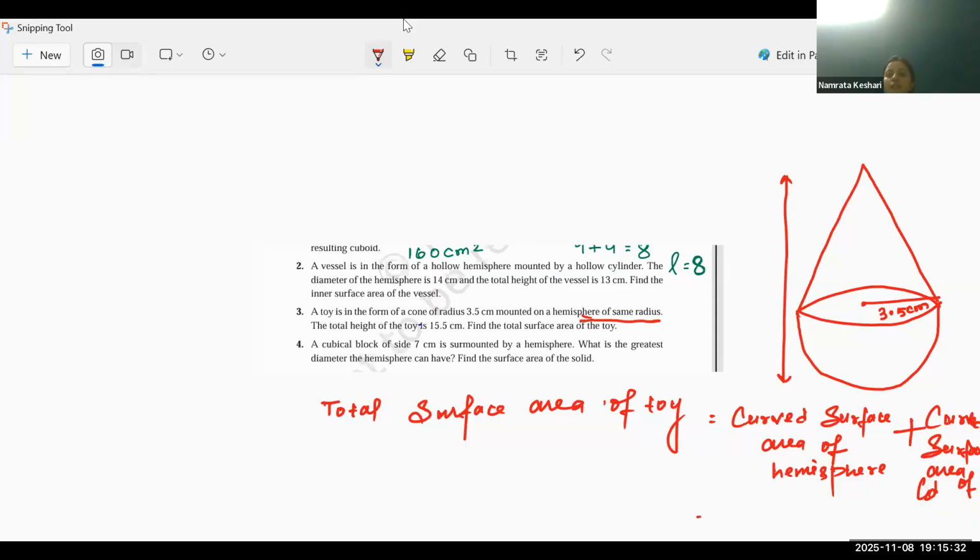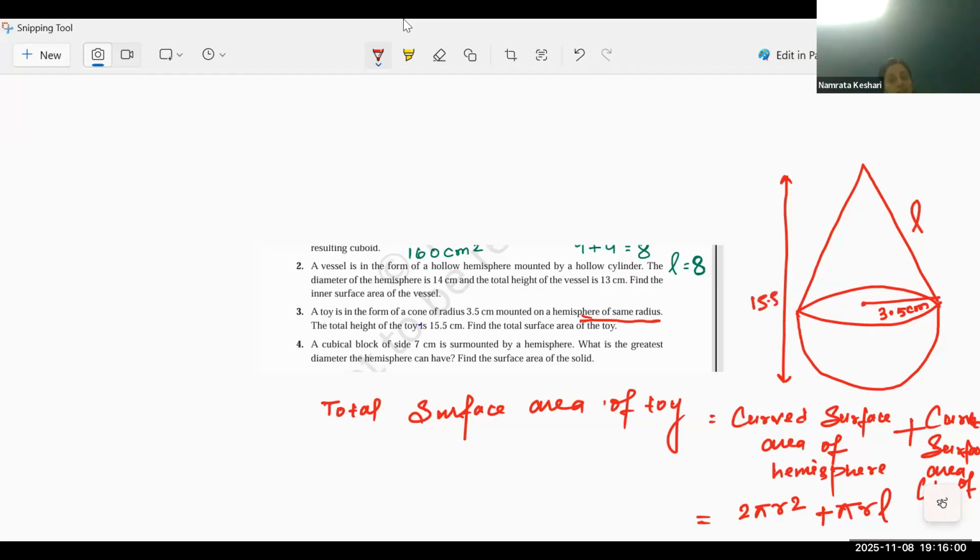Now the curved surface area of the hemisphere is fine. The formula is 2 pi r square and you know r is 3.5. But what about the curved surface area of this cone? The curved surface area of the cone formula is pi r l. The radius we know, but l, the slant height, we don't know. But the complete height is given here as 15.5 centimeter.